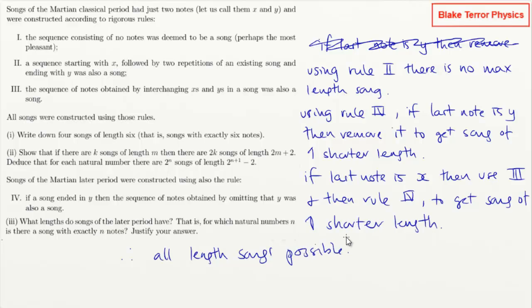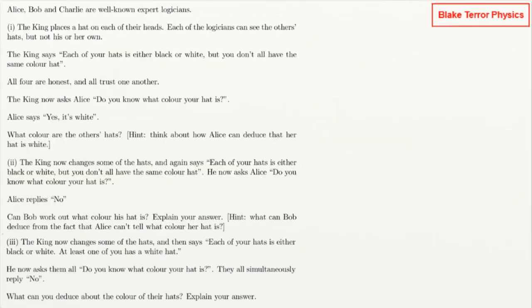I might as well do question 6 as well, seeing as I'm here, and that wasn't a very long video. So here we go, let's bring up this one. We're back to Alice, Bob and Charlie, who they don't tend to use in these papers anymore, but they certainly used them a lot back in the day. Well-known expert logicians. The king places a hat on each of their heads. Each of the logicians can see each other's hats, but not his or her own.